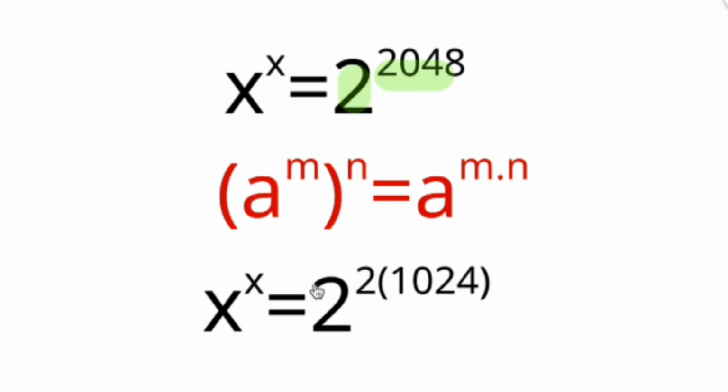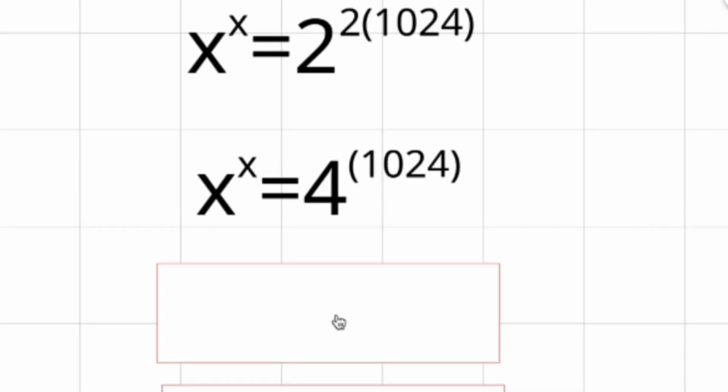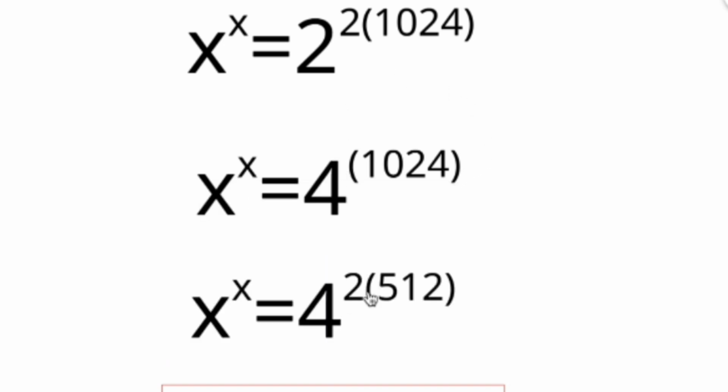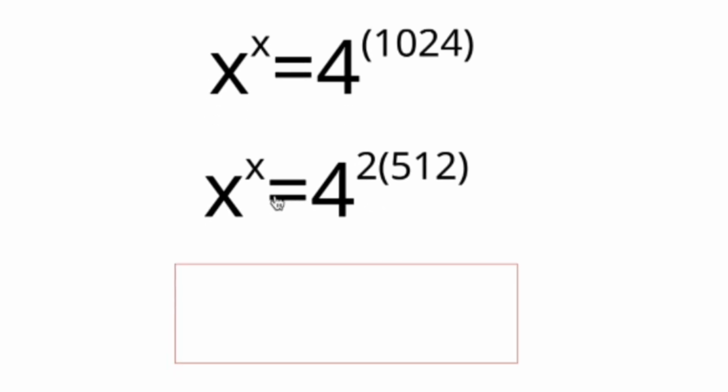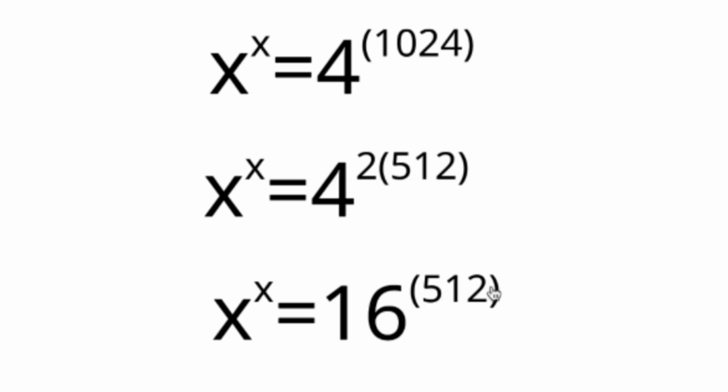alright? Now, 2 squared is 4, okay? So we now have that x raised to the power x is equal to 4 raised to the power 1024, alright? Now moving on from here, we're going to do the same thing here. So we factor out 2 again. So we have 4 raised to the power 512 times 2, okay, to be equal to x raised to the power x, alright? Now, 4 squared is 16. So x raised to the power x, instead of being equal to 4 squared, you can express it as being equal to 16 raised to the power 512, okay?